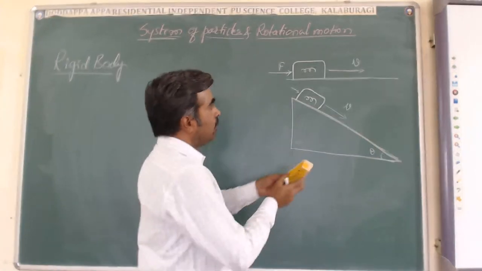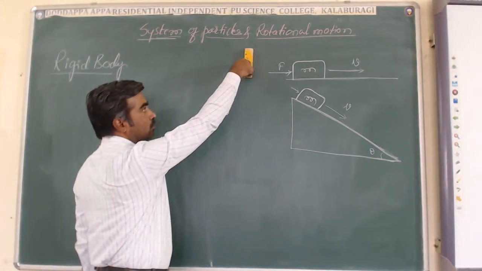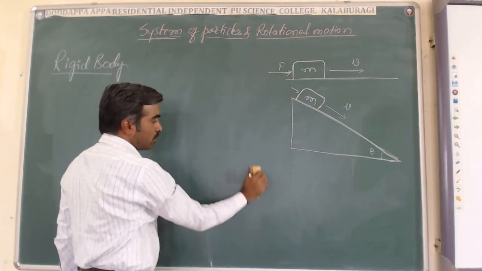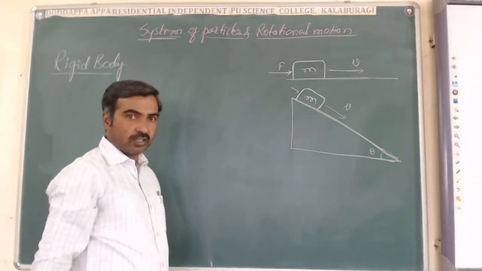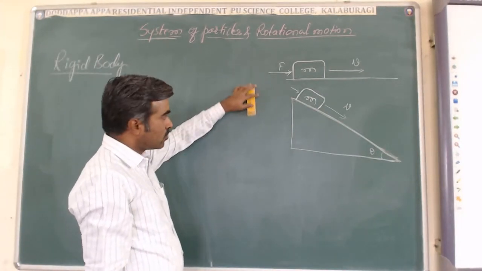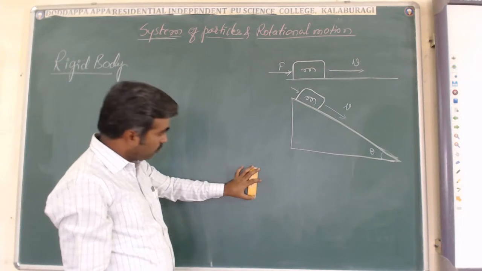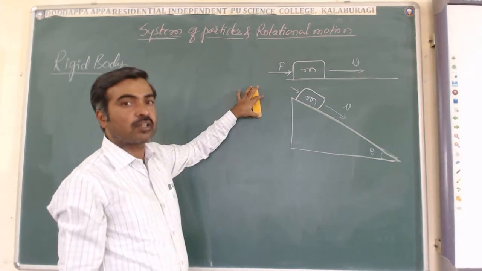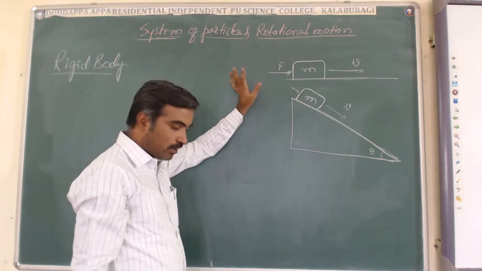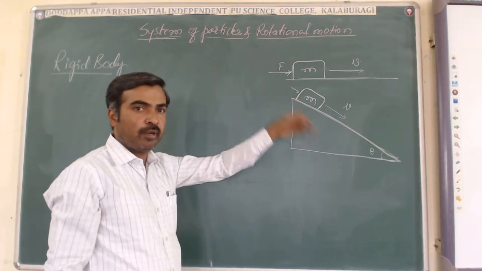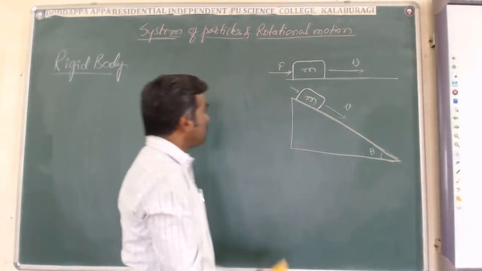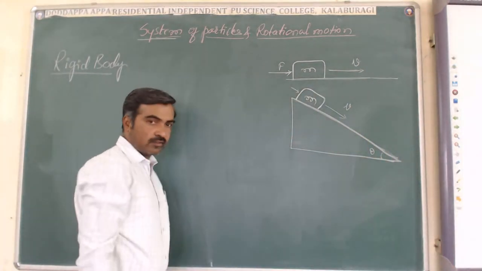For example, if I make this body move on this board, then slowly this body starts moving on the surface since it is vertical, so gravity makes this duster start moving. If I want to move this upward, then I should apply a force. But here, without any force, if I leave this duster, it starts moving very quickly. So this duster slides on the surface.